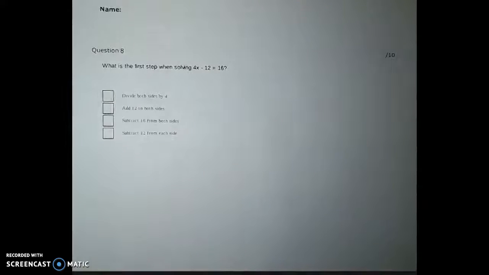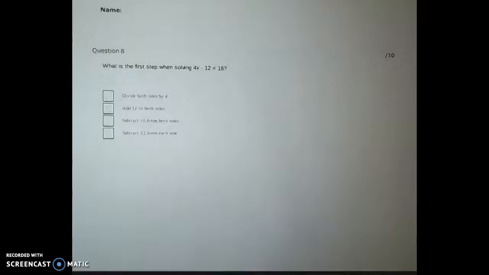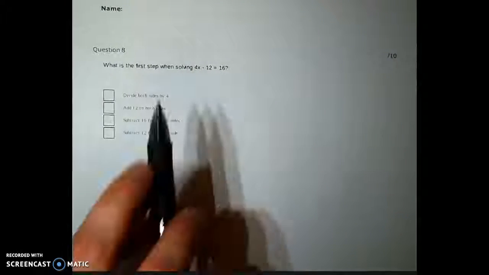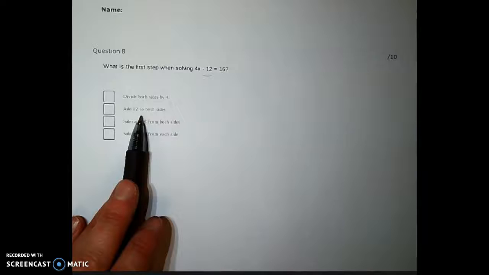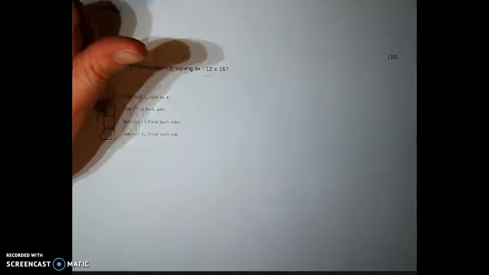Okay, now the next problem, they're just asking us what our first step is. So it says, what is the first step when solving 4x minus 12 equals 16? And just like we talked about on the last two problems, we have to get rid of addition or subtraction first before we get rid of multiplication or division, because we're doing the opposite of order of operations. So in this case, I need to get rid of subtraction first, and I get rid of subtraction by adding 12 to both sides. So my answer is that I'm going to add 12 to both sides.